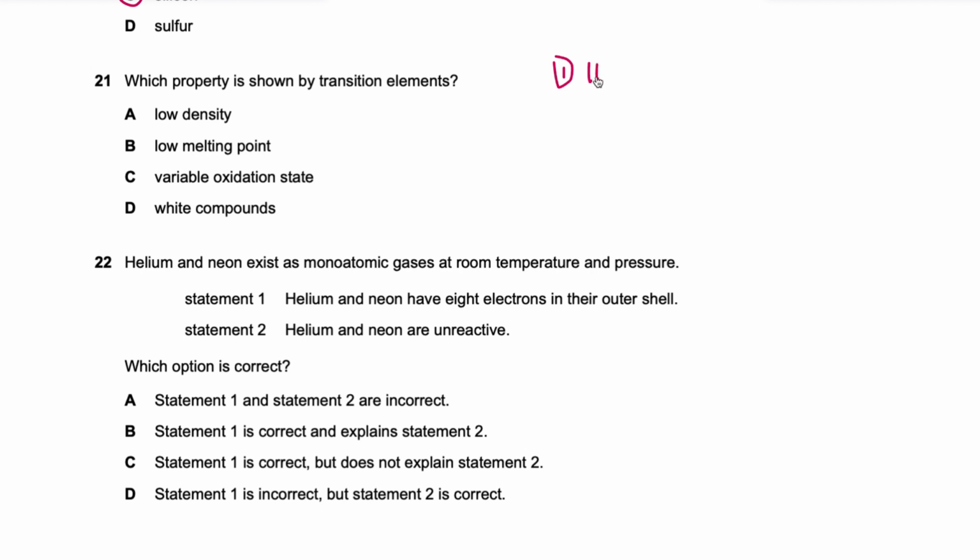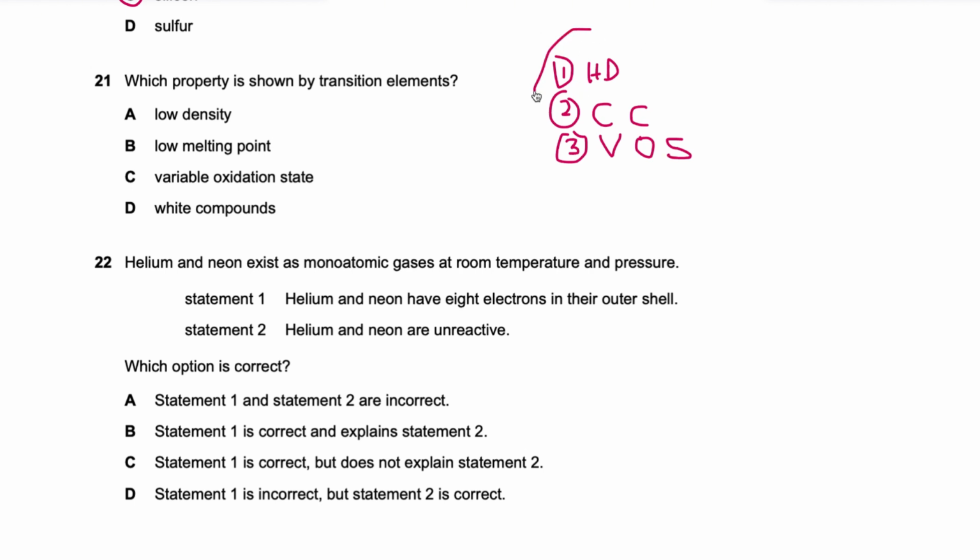So HD, so I put HD. They have high density. They form color compounds. In paper 4, they will be asking you this question. You must know. They form color compounds. Number 3 is that they have variable oxidation state, VOS. So you must know these 3 things about transition metals or transition elements.